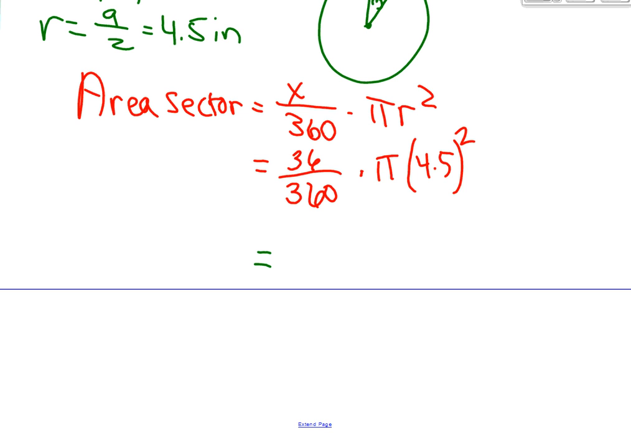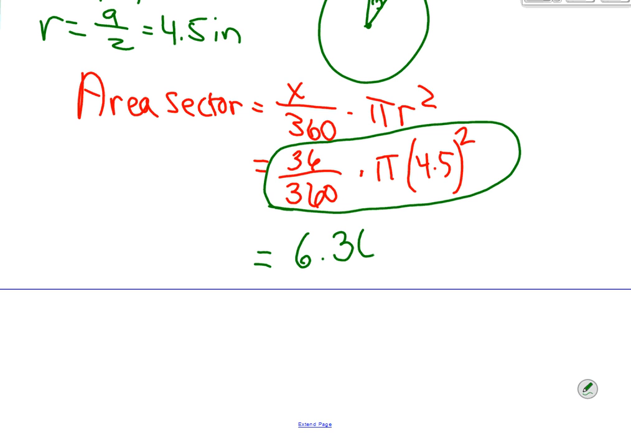If you've done this carefully on your calculator, my suggestion is to go right through this. You can use your calculator to take 36 divided by 360 times pi times 4.5 raised to the second, or squared. If you type it in just like this, you should get the right answer. It is 6.36 inches squared. Squared inches, yeah. And you should have gotten the same thing using either the pi key or 3.14.